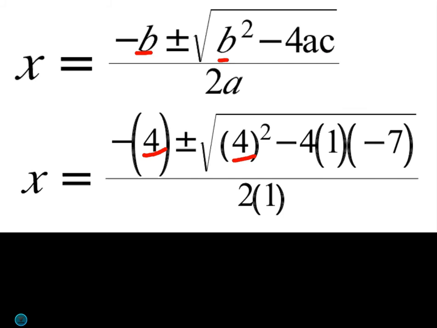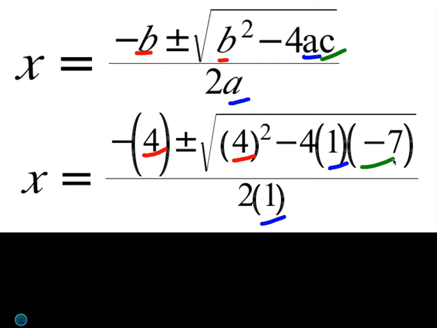All right, here's my a term. You also plug in the a twice, once on the top and once on the bottom, at the 4ac and at the 2a. And then for the c term, you only plug in once. But again, notice, always use parentheses when you plug it in.